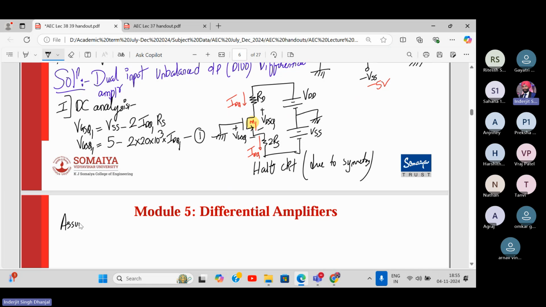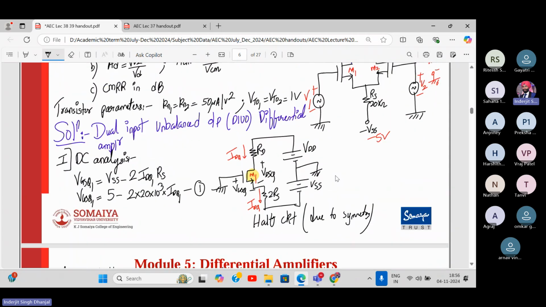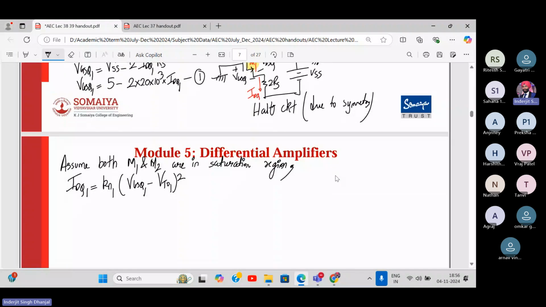Then we will write: assume both transistors M1 and M2 are in saturation region of operation. So therefore we can write IDQ1. Why are we writing 1? Because it's for transistor 1: KN1 into VGSQ1 minus VTO1 square. We are writing 1 deliberately because it's the same thing only.